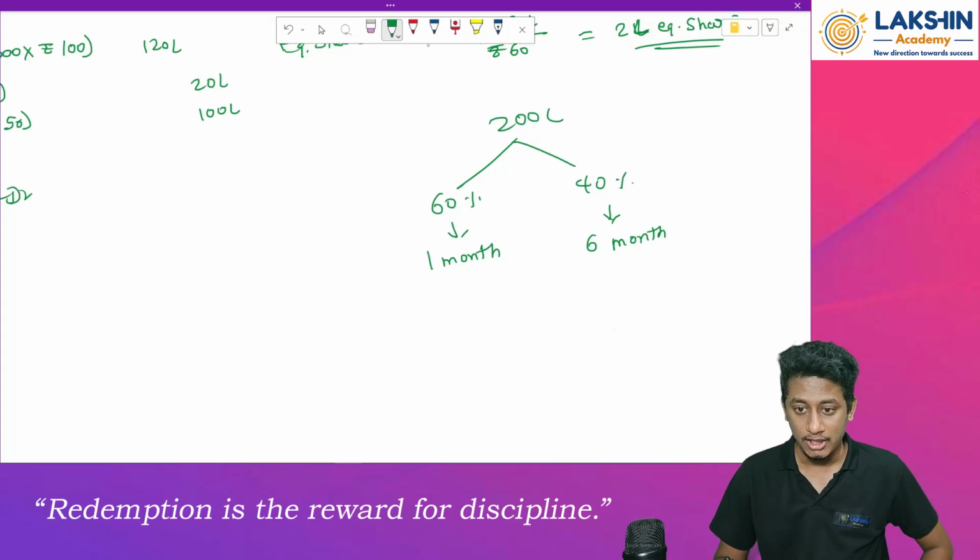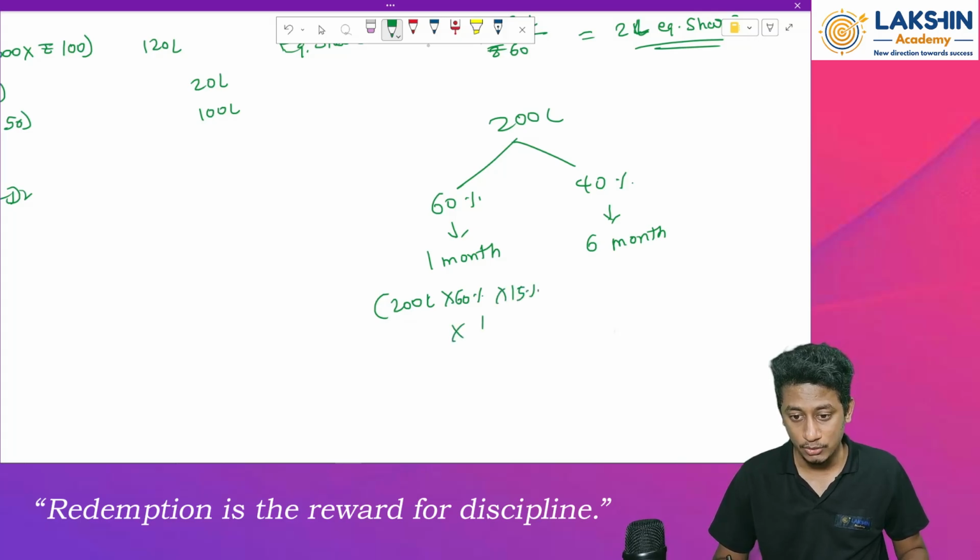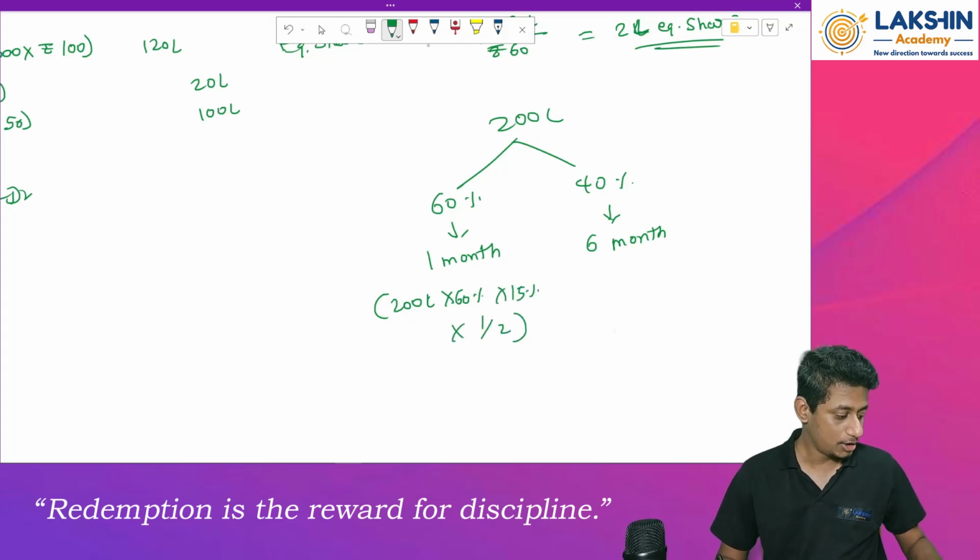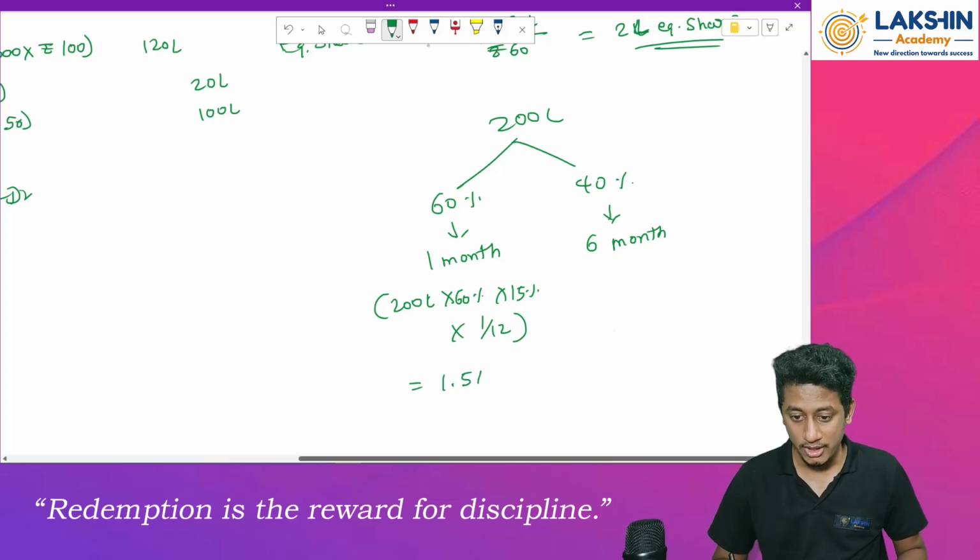So 60% of 200 will be how much? Simply you can do 200 lakhs into 60% into 15% interest into 1 by 12. How much will this be? 200 into 0.6 into 15% interest into 1 by 12. Divided by 12, that will be rupees 1.5 lakhs.